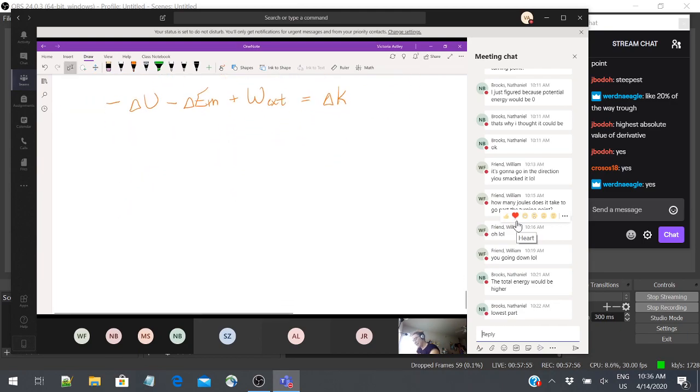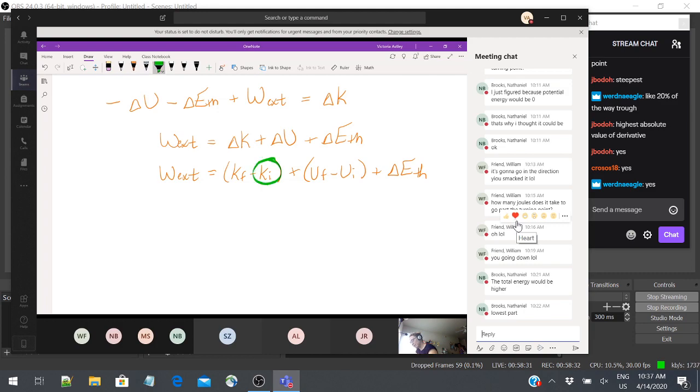Okay. Now I'm going to rearrange it. Stick with me. This is fine. Work external equals delta K plus delta U plus delta E thermal. Delta K is final minus initial. Delta U is final minus initial. You don't have to remember this, but it helps you to know how these equations work together. Then I'm going to move this to the other side, and I'm going to move this to the other side.